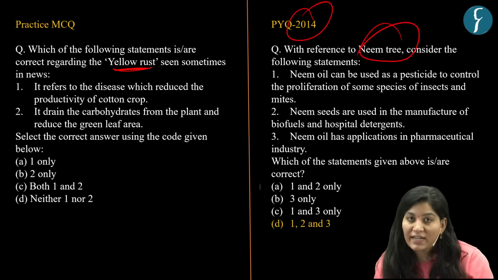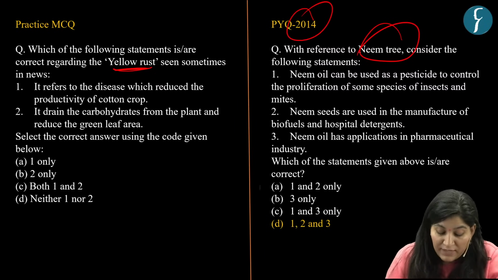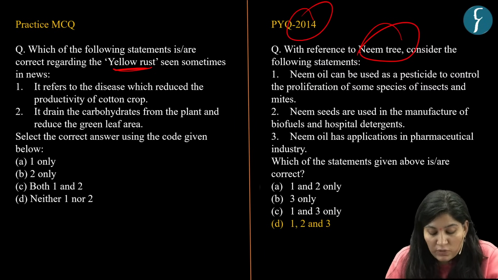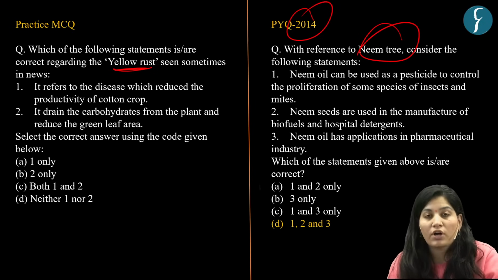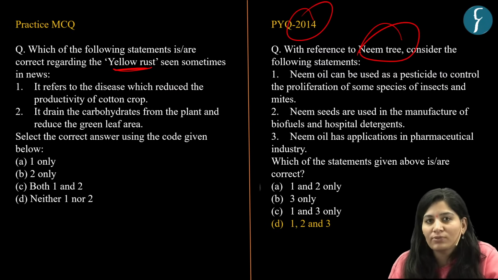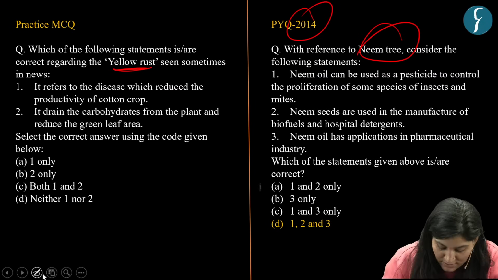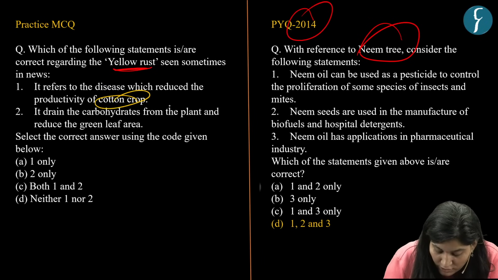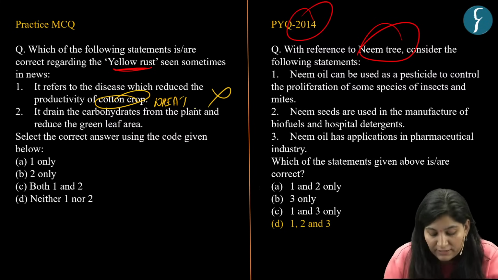So now let's solve our MCQ. The first is, it refers to the disease which reduces the productivity of cotton crop. No, it is related to wheat. This is not cotton, wheat crop. And this makes our first statement incorrect.